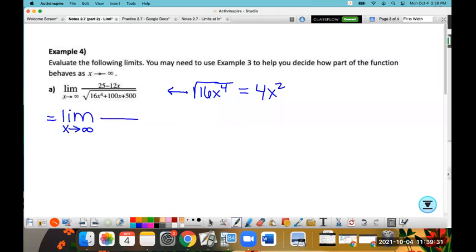Leading term in the numerator. Perfect. We have our leading term for the denominator. What does that simplify to?